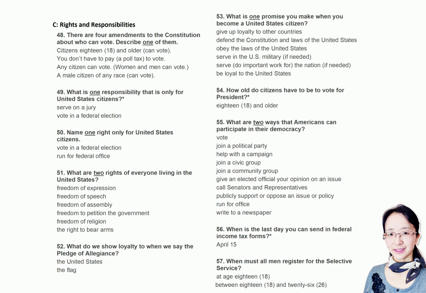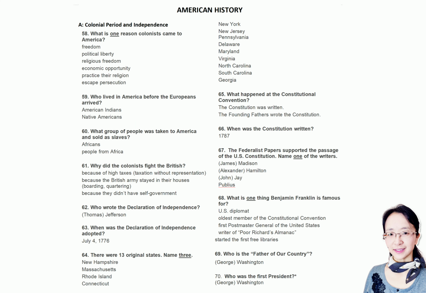When is the last day you can send in federal income tax forms? April 15th. When must all men register for the Selective Service? At age 18, between 18 and 26. What is one reason colonists came to America? Freedom, political liberty, religious freedom, economic opportunity, practice their religion, escape persecution. Who lived in America before the Europeans arrived? American Indians, Native Americans.